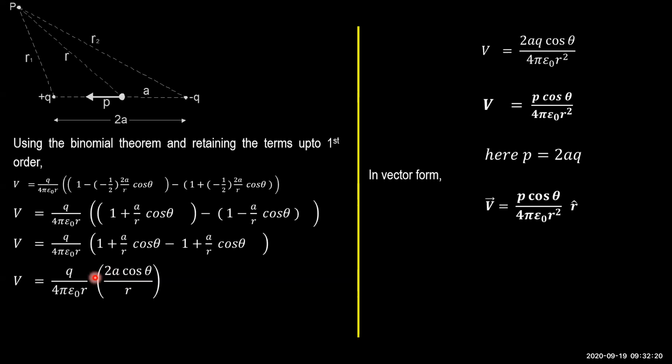Then just multiply the numerators, 2a into q. We know that 2a into q is nothing but the dipole moment. Already we know this. So dipole moment is equal to 2a into q, and it is represented by small p. Hence, instead of 2a into q, just observe the next step there. We can substitute p in that place.